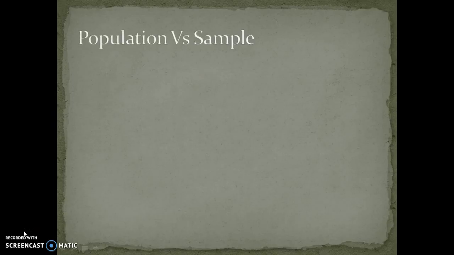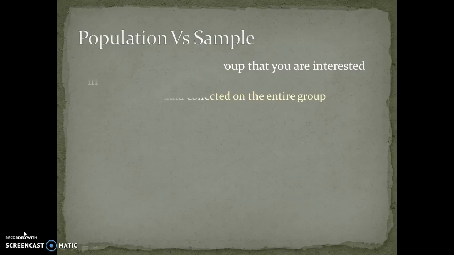So what is the difference between a population and a sample? A population is the entire group that you're interested in. When you collect data over the entire group, you call that a parameter. So if you were to figure out the mean age of all the students at McGavock High School, if you took everyone's age, you would have a parameter because you've collected data over the entire group.